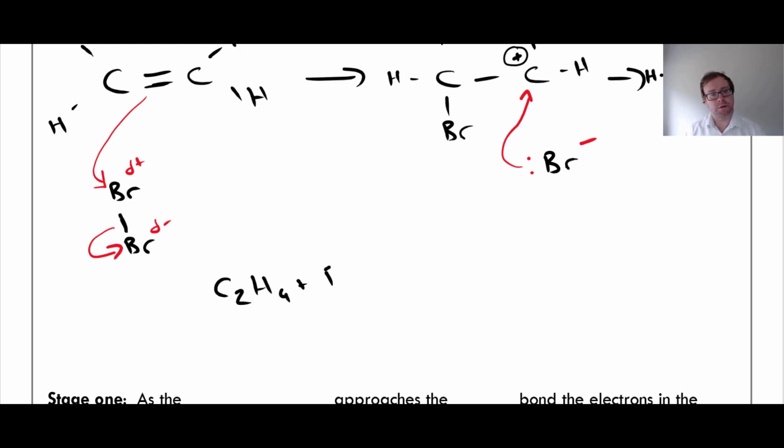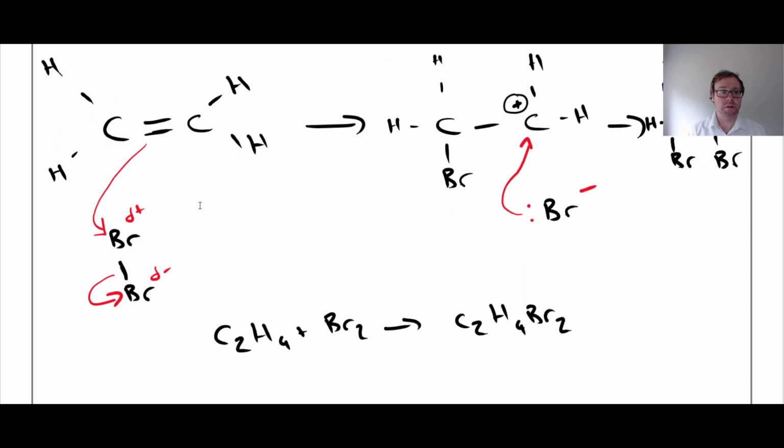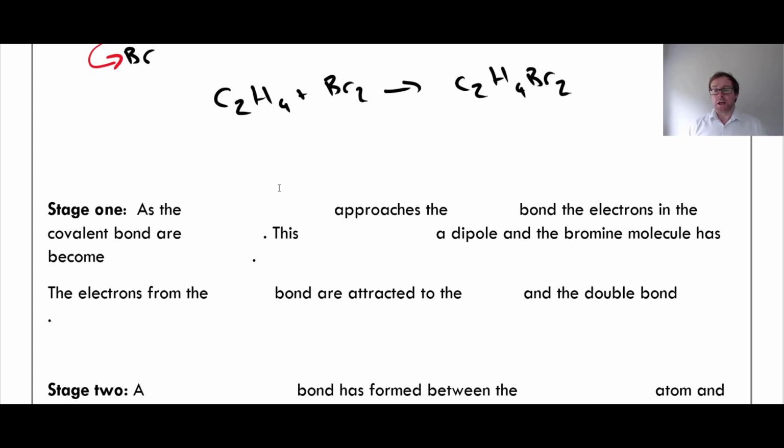C2H4 plus Br2 has gone to C2H4Br2. Okay, so all I've done is break the double bond and add my bromine atoms. This is the reaction mechanism to show how I got from this to this. Okay, so we're now going to put it into words.